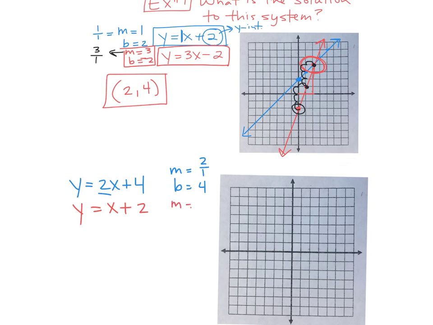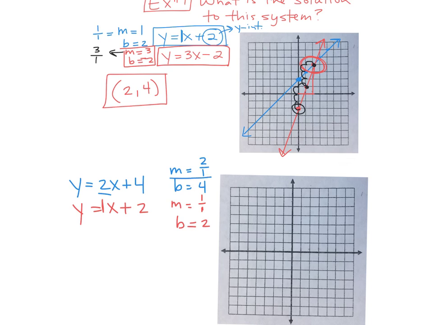What's your m? The m is 1, right? If there's no number there, it's a 1. Okay, so your m is 1 over 1 if you want to write it that way, or you can just write it as 1. And then b is what? 2. Okay, so start with the blue line.